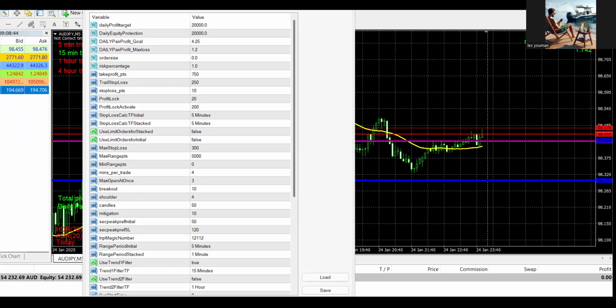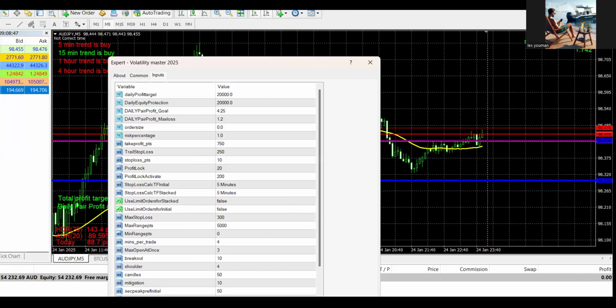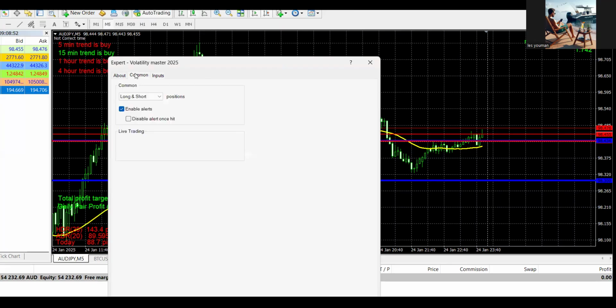One last thing I want to show you as far as settings goes: the inputs tab is all of those settings. The common tab is where you can turn on or off allow live trading. This will only turn off this one trading chart. You don't need to have allow DLL imports checked. You can leave that blank if you just have it set up how I do here, that's fine. Some softwares will require this one, that's why I mentioned it.